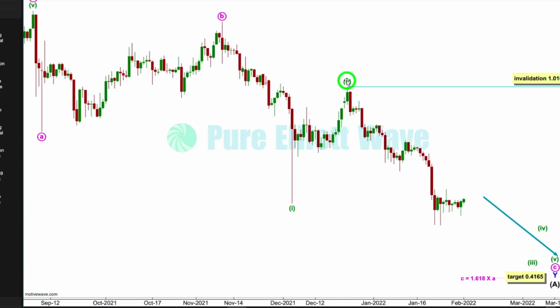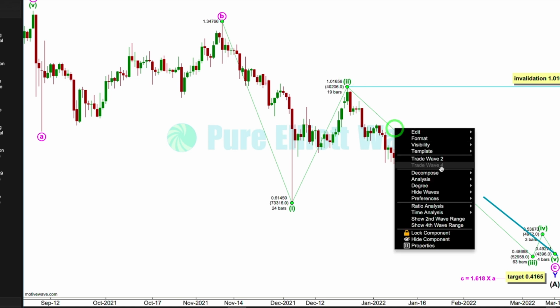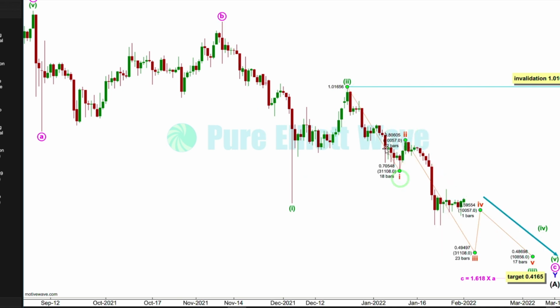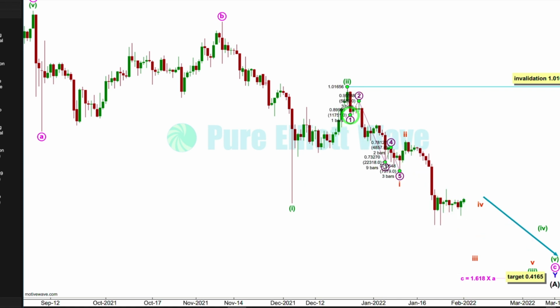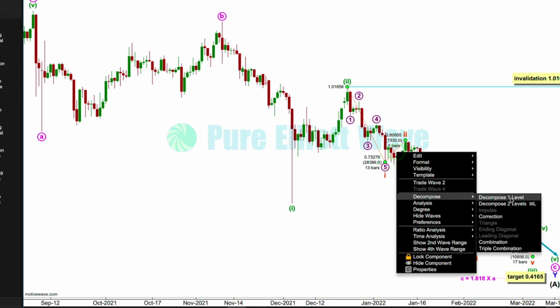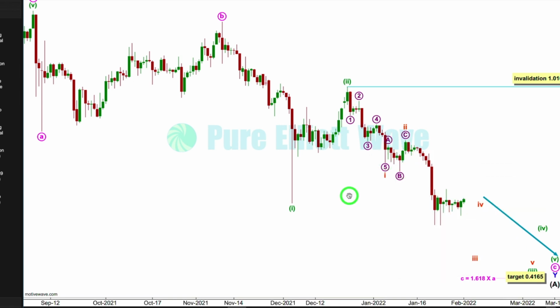A little bit of detail in 3 here. Let's have a look and see where this may be. Does this subdivide as an impulse? Here. I want to put this here. I want to put this here. And I think 2 could be an expanded flat. That looks pretty good. 3 could be over here. 4 could be a little triangle.